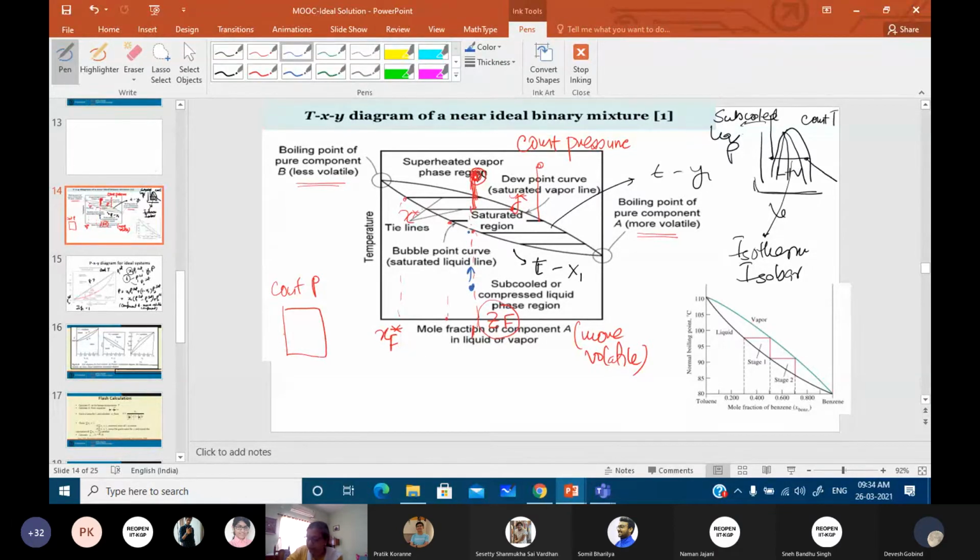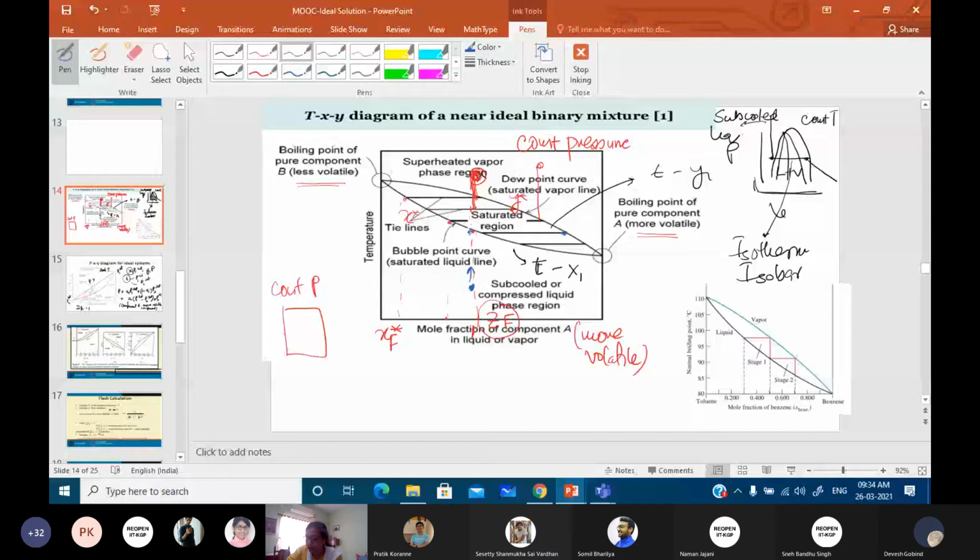This continues till we touch this particular point, the saturated liquid curve. The moment we touch this point, what happens? The first bubble appears. Yes or no? Yes, ma'am. And what is the composition of this bubble? The composition of this bubble is again obtained by the horizontal line which we can draw from this point. Therefore, the composition of the bubble is given by this point.